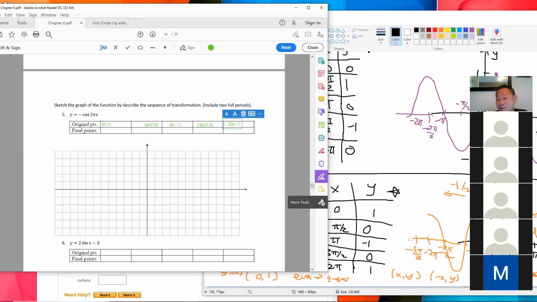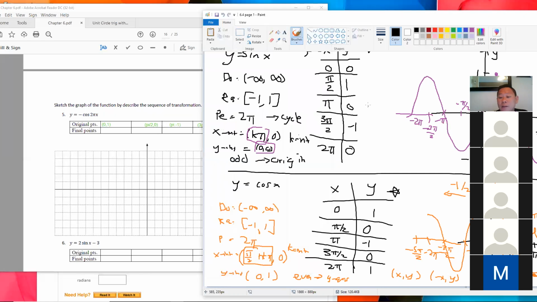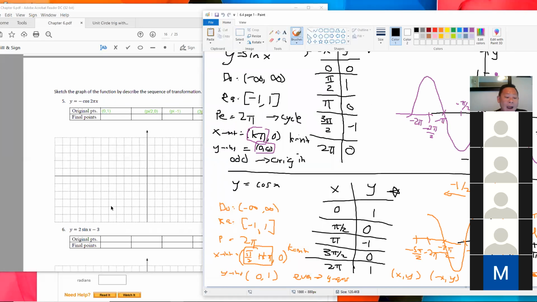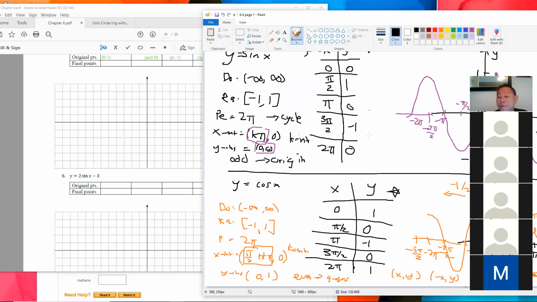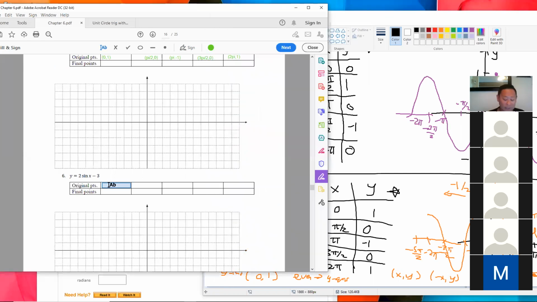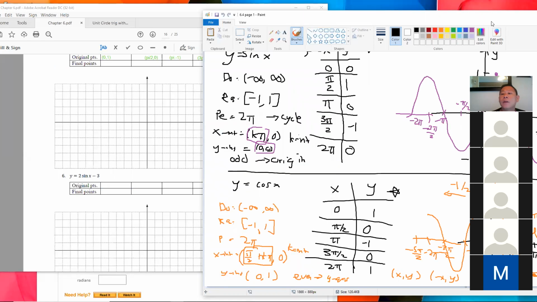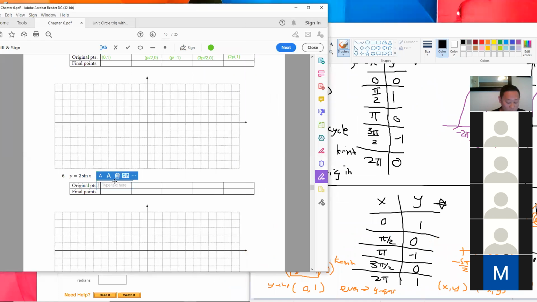Make sure you know this. That's why I said put a star on both of these, because this is cosine. And if I do the sine one, like question 6, then I have to use these 5 original points here. So it will be 0, 0. This is worth 1 point in your test. If you do not know your 5 original points, you will lose a point here. Pi over 2, 1. And then this is pi, 0.